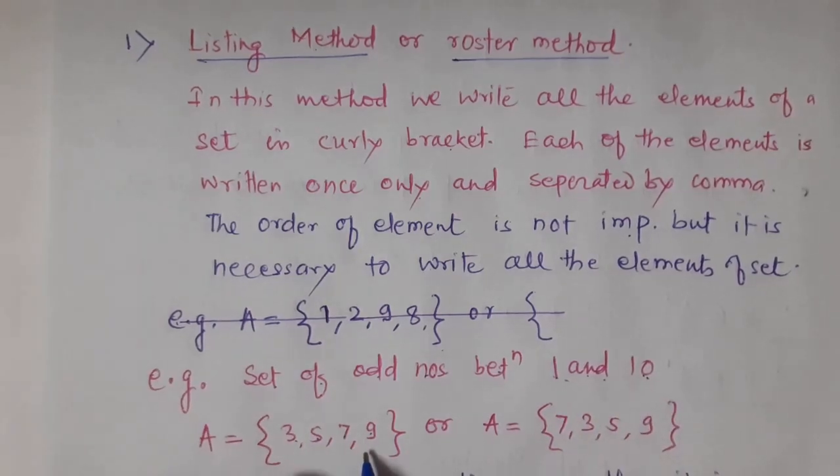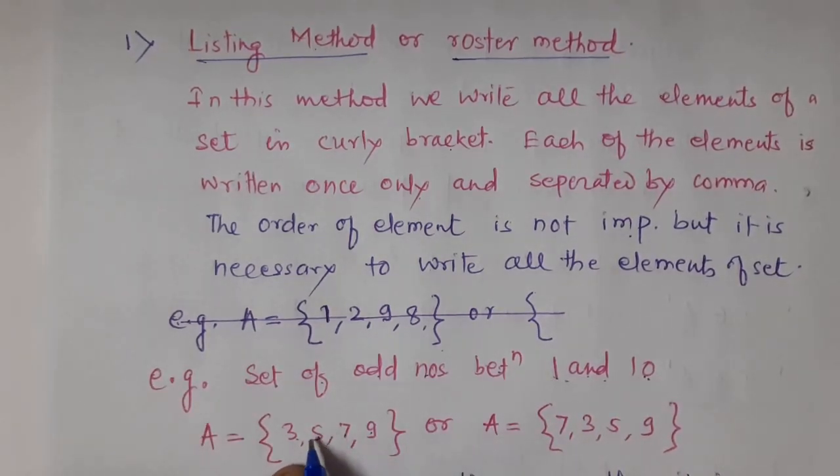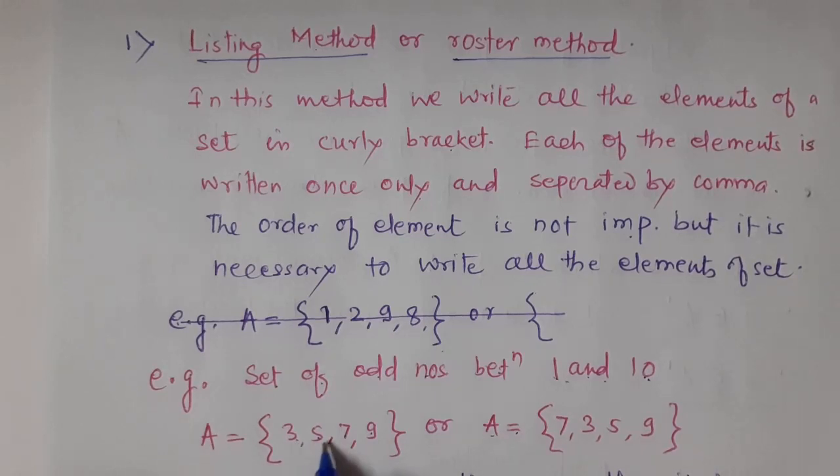But what this rule says is that you have to show all these elements, no doubt, but order is not important. As we have shown over here, A is equal to, in brackets, 7, 3, 5, 9, but you have to take care that all elements should come at least once. Okay, so this is the definition of listing method or roster method.